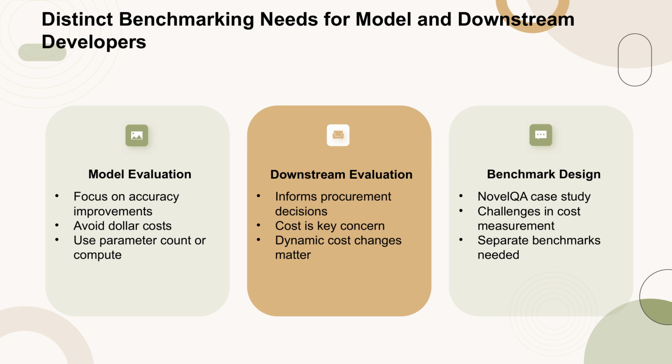A case study of the novel QA benchmark illustrates the challenges in designing benchmarks that accurately reflect both model and downstream needs. The benchmark, while suitable for model evaluation, fails to account for the real-world cost implications of sequential queries, leading to misleading results for downstream developers. This highlights the necessity for separate or variant benchmarks tailored to downstream evaluation.